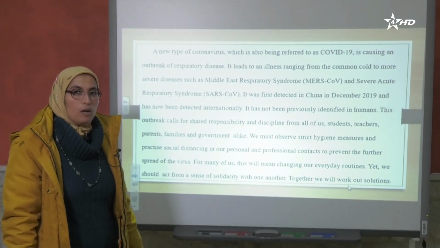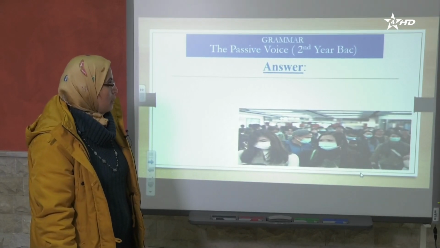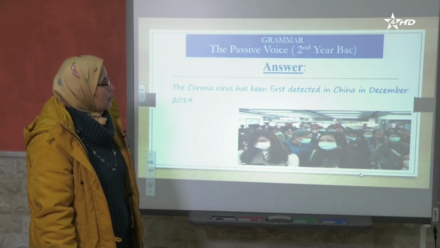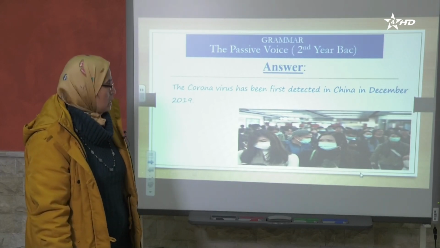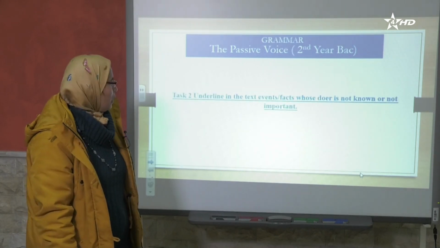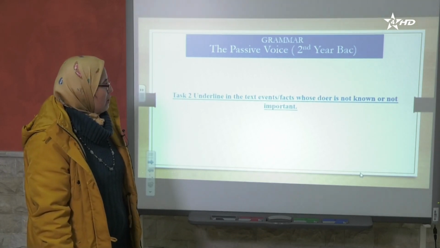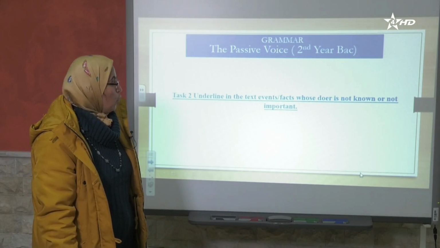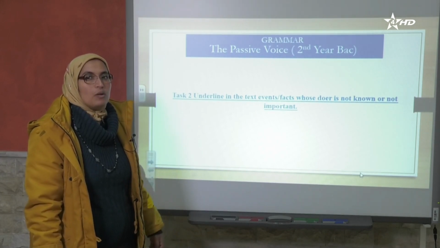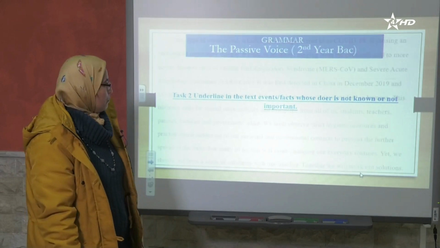When and where was coronavirus detected? Shall we answer? Okay. The coronavirus has been first detected in China in December 2019. Now, task number 2. What are we going to do with this text about coronavirus? Underline in the text events, facts whose doer is not known or not important. Doer, agent, someone who does something. That is the subject sometimes.